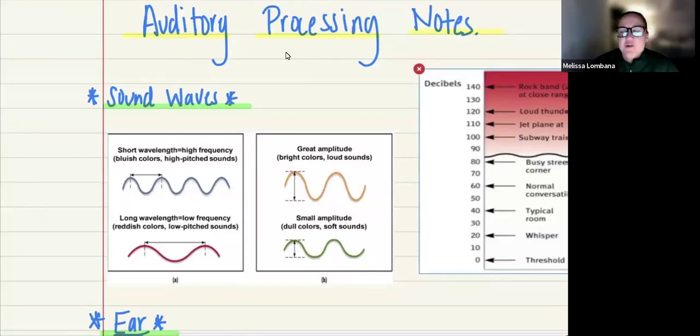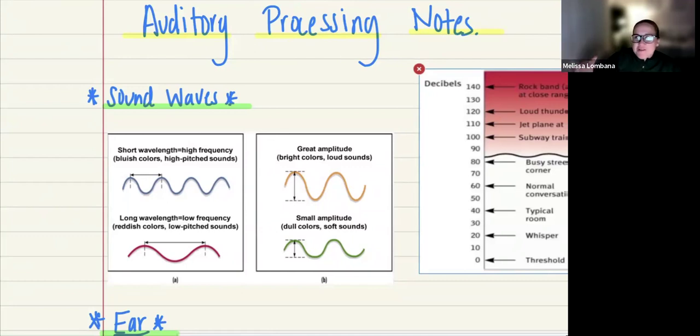Right, and we are on to our next section, which is auditory processing notes. We're going to be talking about how we process sound in our environment. Like I said about visual processing, where we see energy as waves, we do the same thing with sound waves.